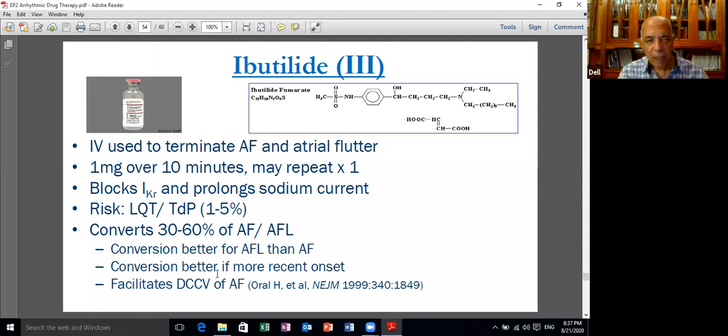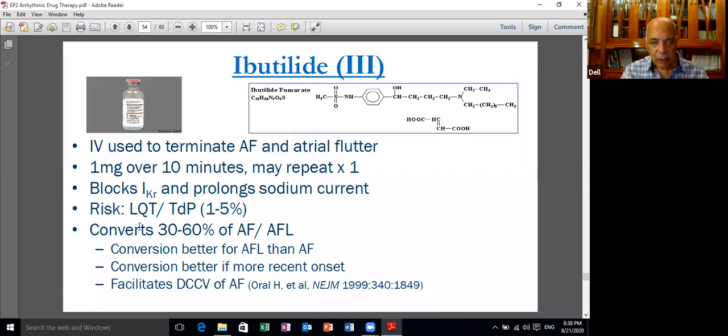We don't have ibutilide, but it's an important drug. It's used for the termination of atrial fibrillation and atrial flutter, more successful in the treatment of atrial flutter than in atrial fibrillation. The dose is simple. There is no infusion, but it's given 1 milligram over 10 minutes and repeated once again. It blocks the IKr. All the drugs block the IKr, not the IKs, except the one that blocks the IKur.